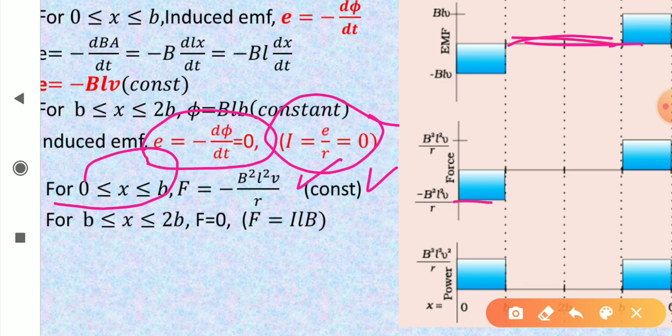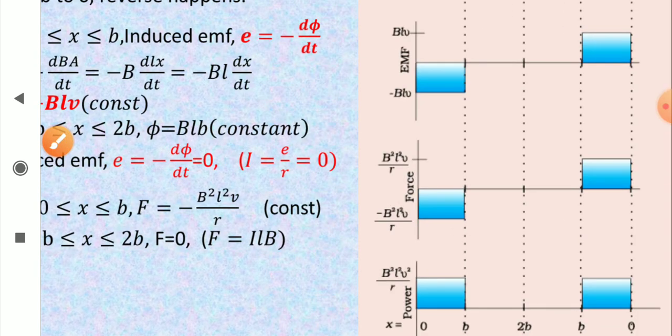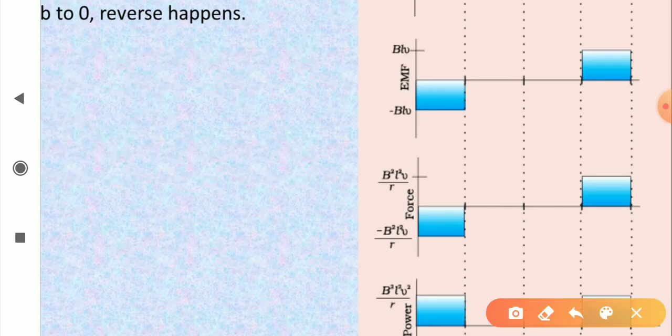So, the force is constant, this, and for this part, that is B to 2B and back to B, the induced EMF is 0, that means induced current is 0, and you know that force is equal to ILB. So, when I is 0, force is also 0. For this part, the force is 0, and while moving inwards, when this BLV is constant, that is induced EMF is constant and positive, force will also be constant and positive.